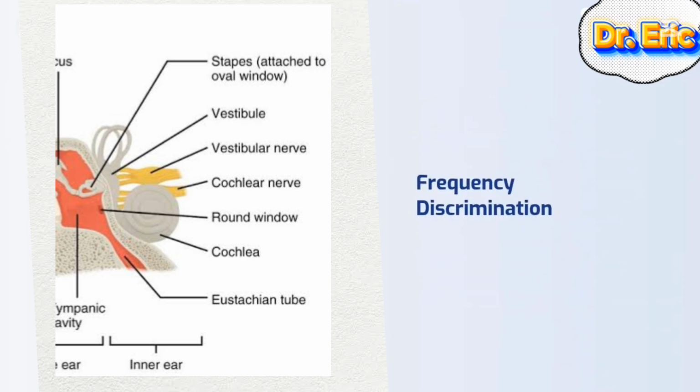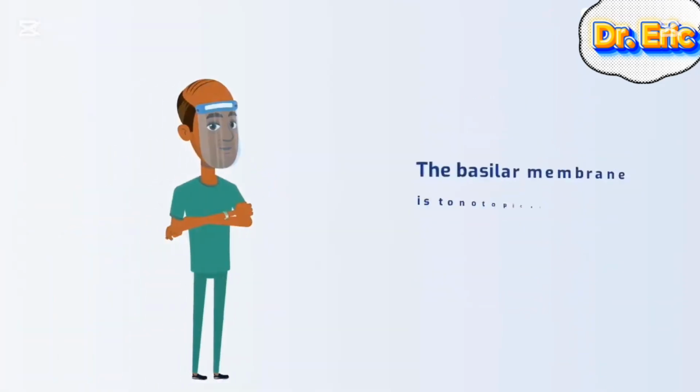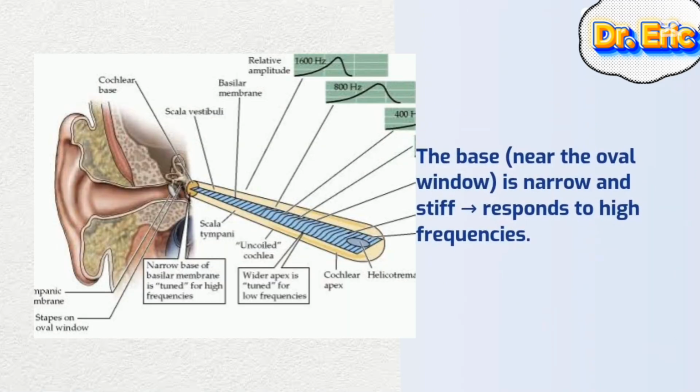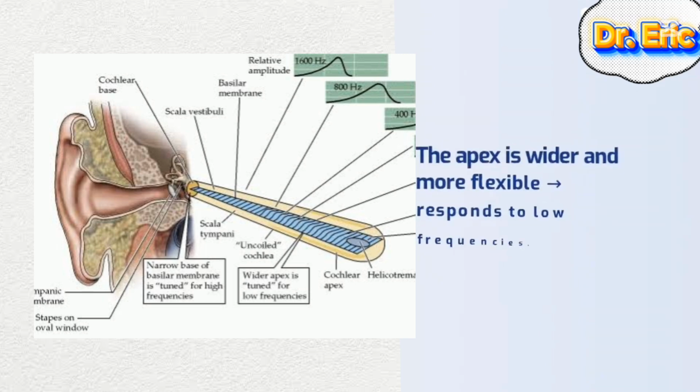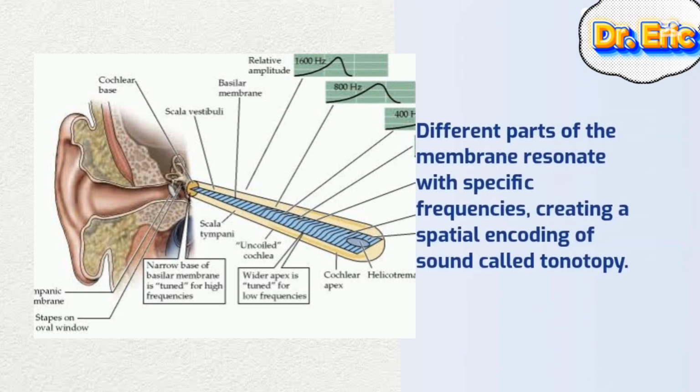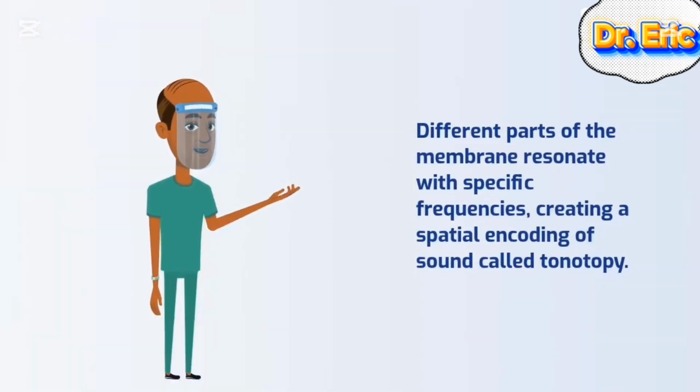Frequency discrimination. The basilar membrane is tonotopically organized. The base, near the oval window, is narrow and stiff, and responds to high frequencies. The apex is wider and more flexible, and responds to low frequencies. Different parts of the membrane resonate with specific frequencies, creating a spatial encoding of sound called tonotopy.